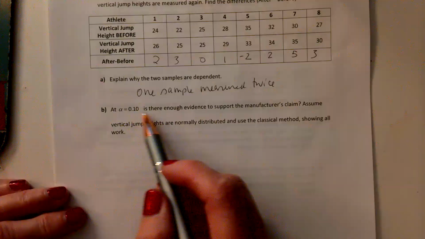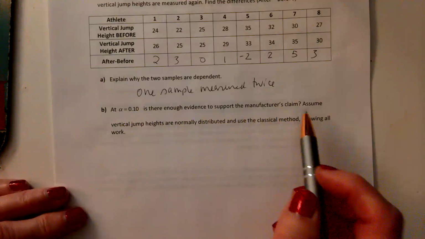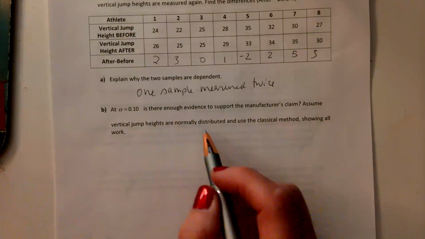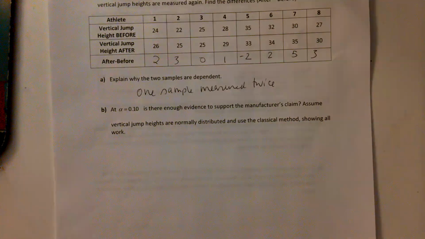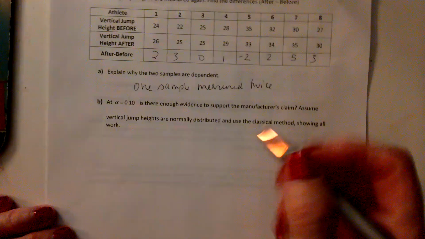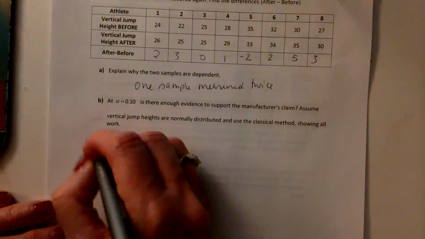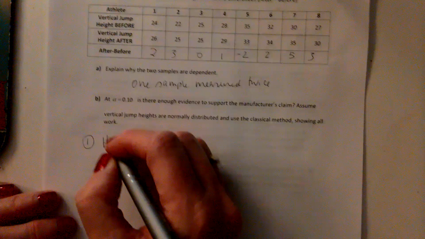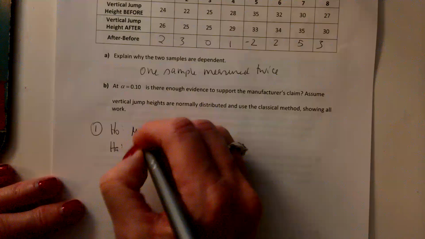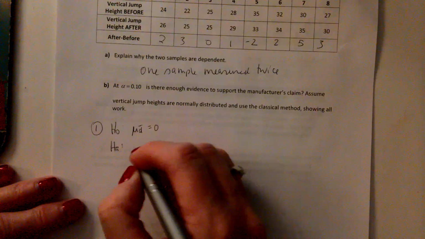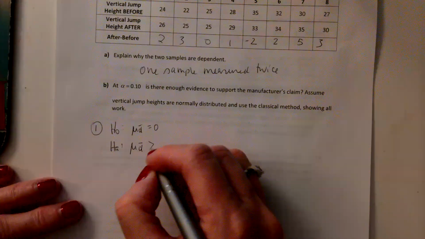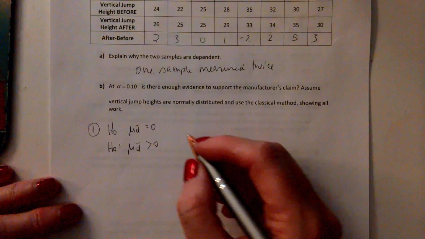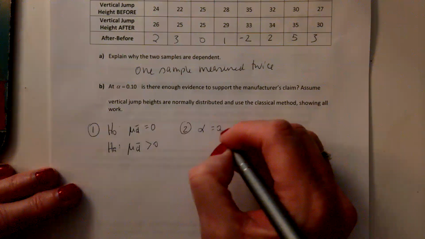So at alpha equal to 0.10, is there enough evidence to support the manufacturer's claim? And we're assuming that they're normally distributed, and we're going to use the classical method. I'm going to also show the p-value method. So step 1 is, and because these are one sample measured twice, the sample that we're using is the mean of the differences is equal to 0. And then they're claiming that the mean differences are greater than 0, that they've improved. The alpha we're using is 0.10.